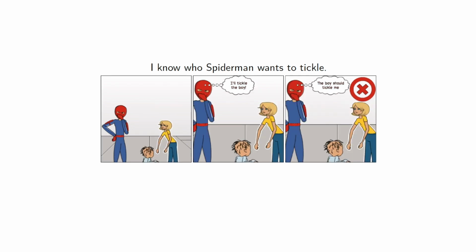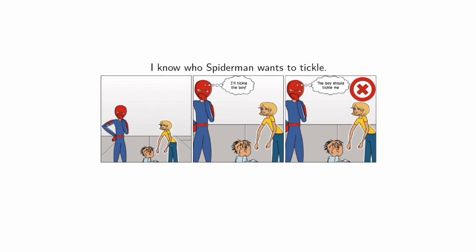Here's another example. "I know who Spider-Man wants to tickle." Again, there's Spider-Man, a boy and a girl. Spider-Man is thinking, "I'll tickle the boy." If I know this, I can say "I know who Spider-Man wants to tickle." But in the same scene, if Spider-Man is thinking "the boy should tickle me," and I know this, I cannot truthfully say "I know who Spider-Man wants to tickle."